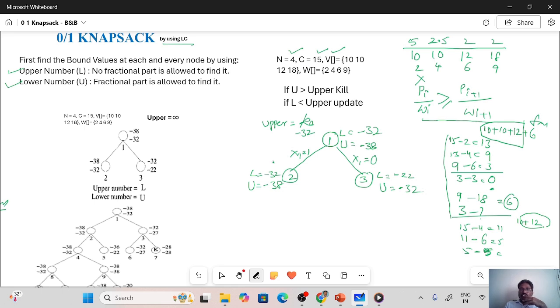Now, which node are we going to expand? Which method are we following? LC, nothing but the least cost. Observe the upper bound value. What is the upper bound value here? Minus 38. Here what is the upper bound value? Minus 32. Which is minimum? Minus 38. Now I am going to expand this one.